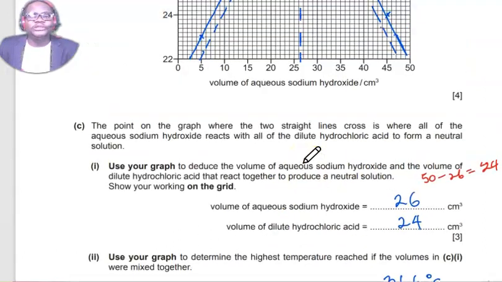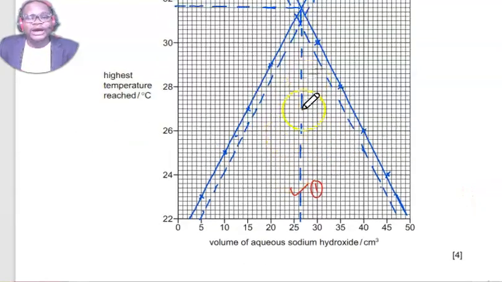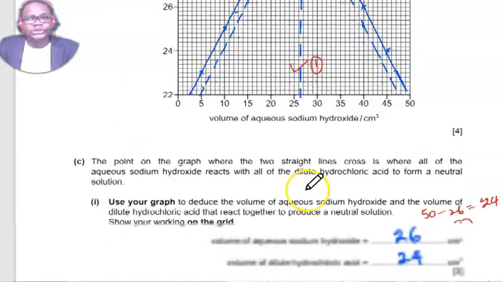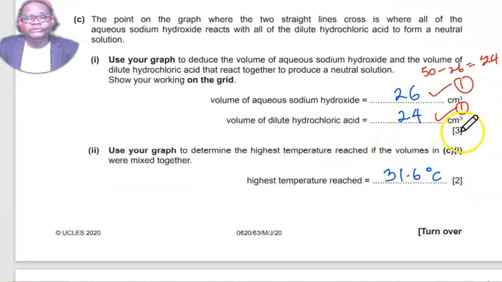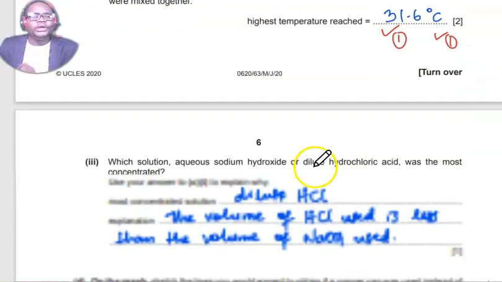Okay, so what is the mark distribution here? You are going to be scoring 1 mark for this, 1 mark for this, and of course 1 mark for showing on the graph how you got the value. So you get 1 mark for that, making 3 marks for this. Then the highest temperature reached: you are going to be scoring 1 mark for this value and 1 mark for your unit, degrees Celsius. It's very important to note all these details. Okay, so let's move on.